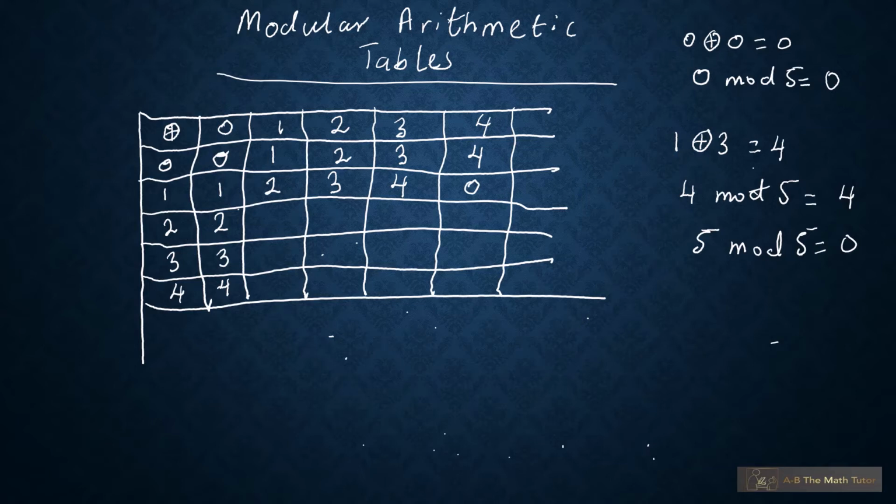So 2 plus 1 is 3. 3 mod 5 is 3. That's why I wrote the 3. Remember to always apply the mode first before you write your final answer. Don't just go ahead and write the direct answer. You need to write the answer in the mode in which you are constructing your table. 2 plus 2 is 4, and 4 in mode 5 is 4. 2 plus 3 is 5, and 5 in modulo 5 is 0, as we've mentioned earlier.